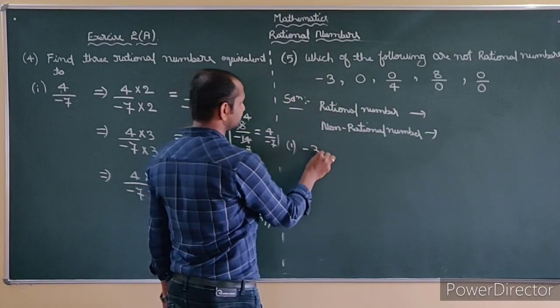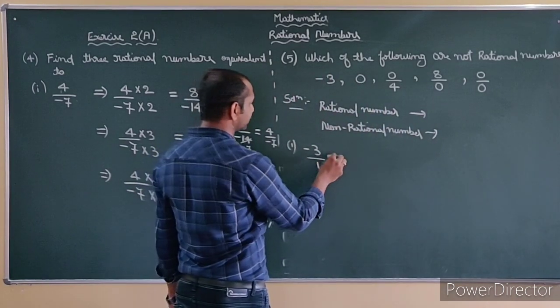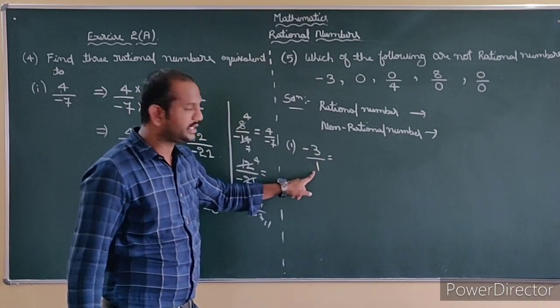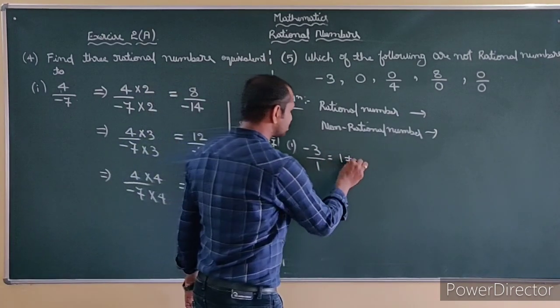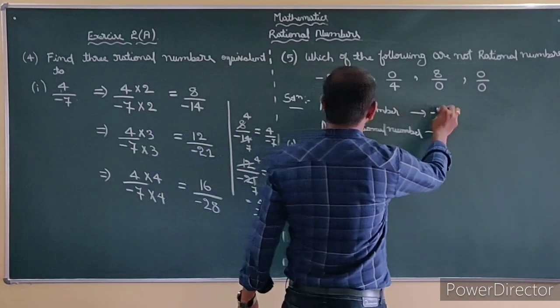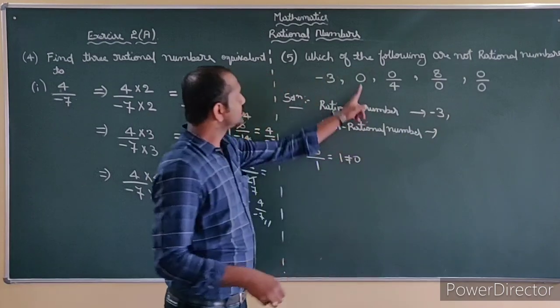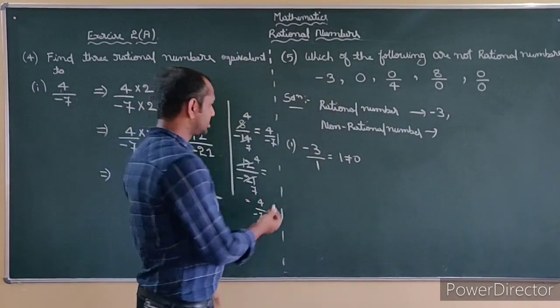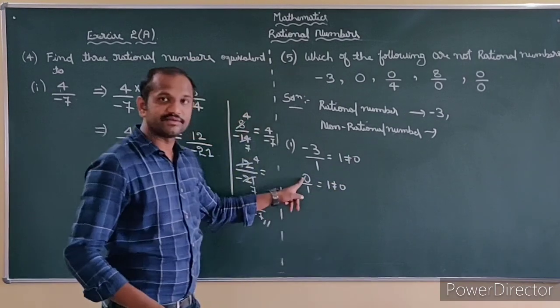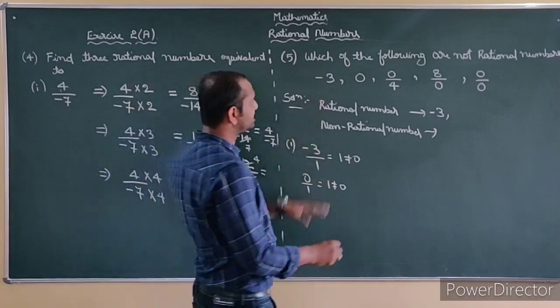So which is the first one? First one I have minus 3. Minus 3 means minus 3 by 1. So minus 3 is an integer, 1 is an integer, and 1 does not equal 0. Therefore this is a rational number. So minus 3 is a rational number. What about 0? We have already shown 0 by 1. 1 does not equal 0. Therefore even this is in the form of p by q, so even this is a rational number.